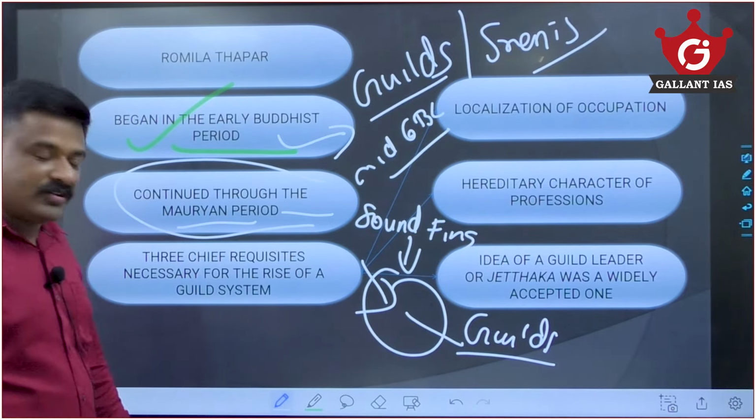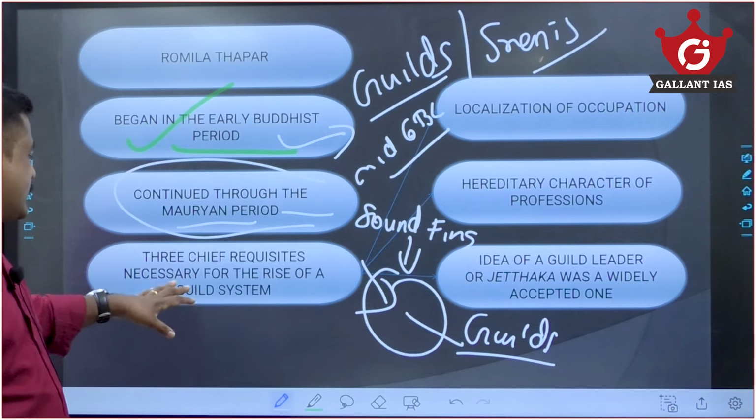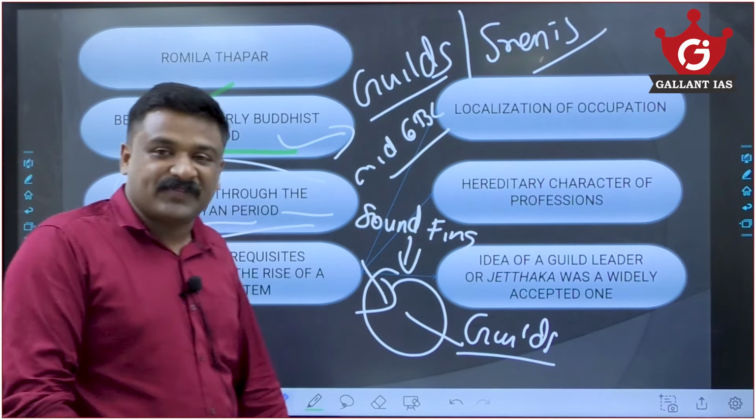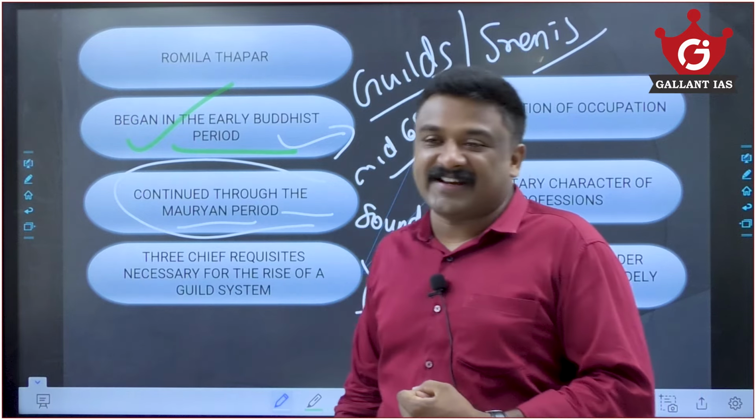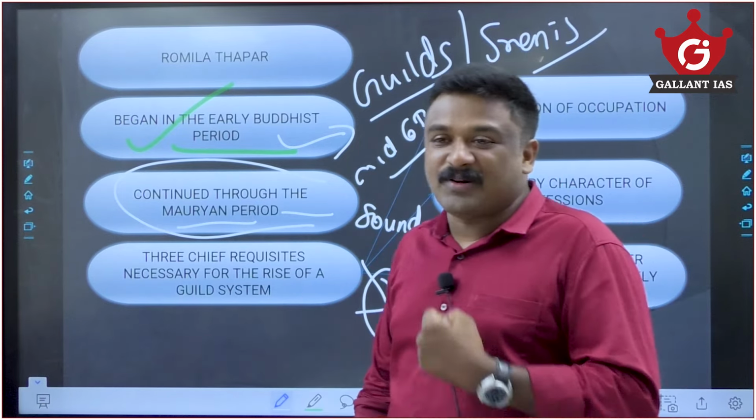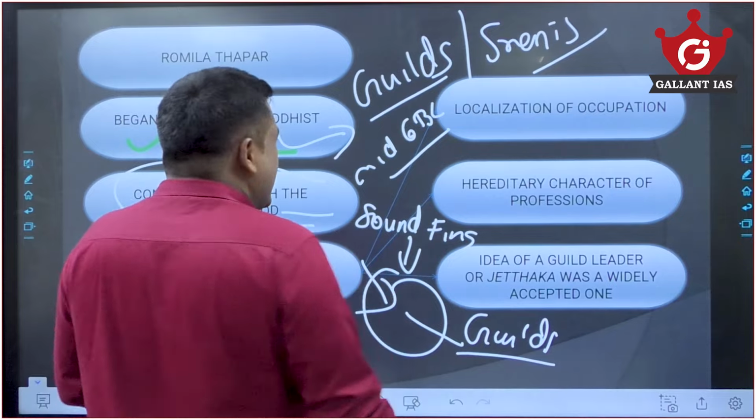Now look into the three chief requisites necessary for the rise of a guild system. What are the three basic things needed for the guild system? Look into that.